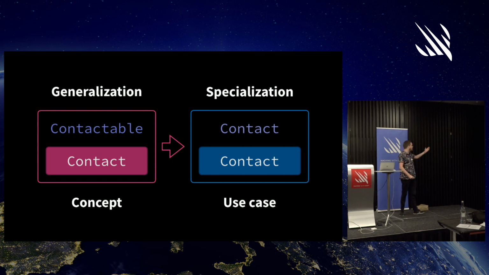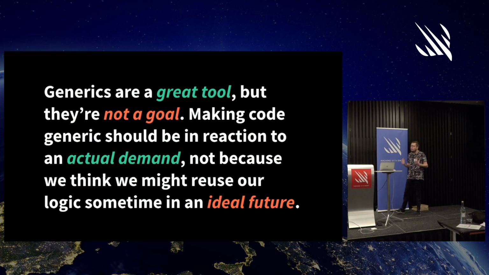So in this case, we have our contactable generalization, but it's just about being a contact. In our specialization, we only have one, and that's also being a contact. So it doesn't really make any sense. The generalization and the specialization are exactly the same. And I think this is a good thing to keep in mind when deciding whether or not to deploy protocols or generics or any of these more advanced features, is that generics, they are a great tool. They really are. But they're not a goal.